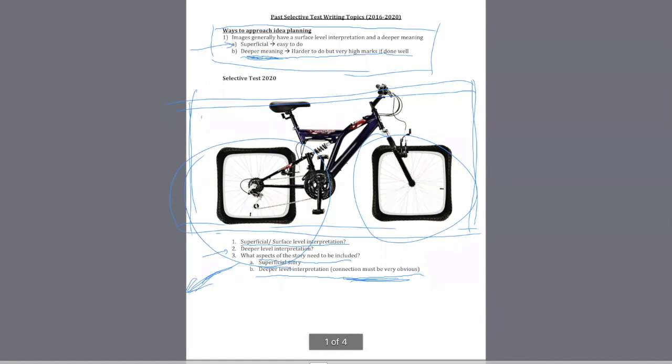All right. Okay. So this one is, I'd say, a pretty easy stimulus to think of a deeper meaning for. So that's okay.